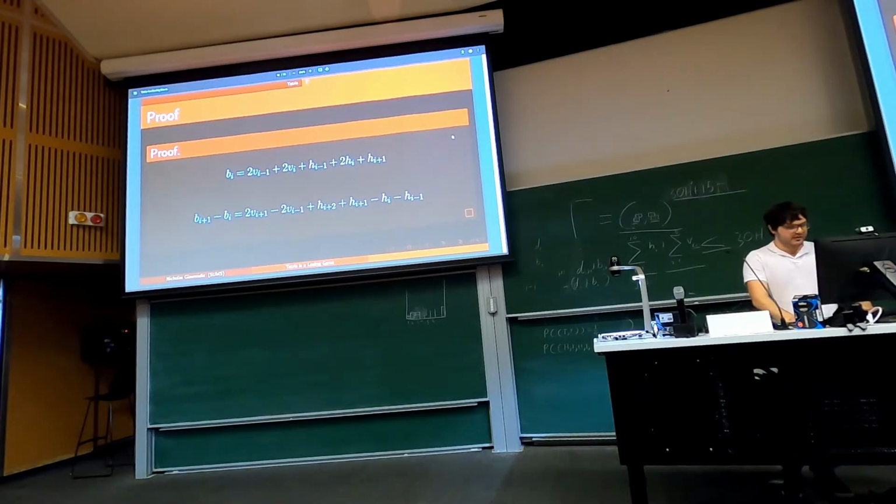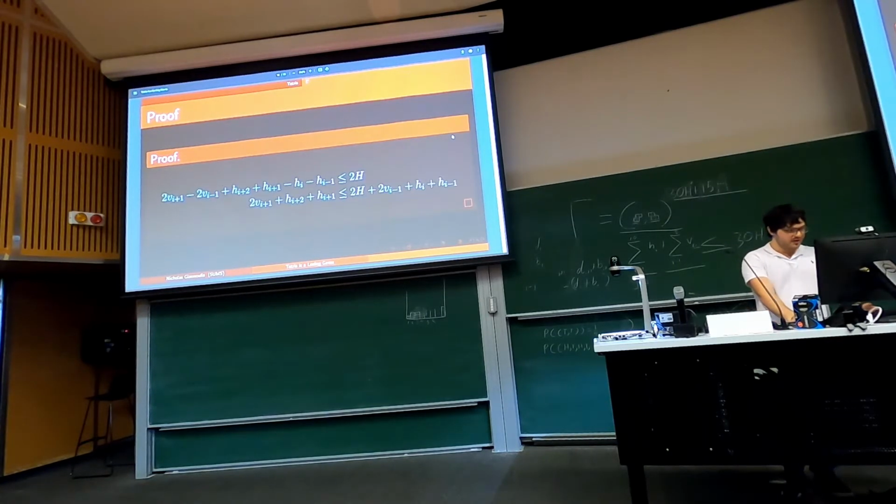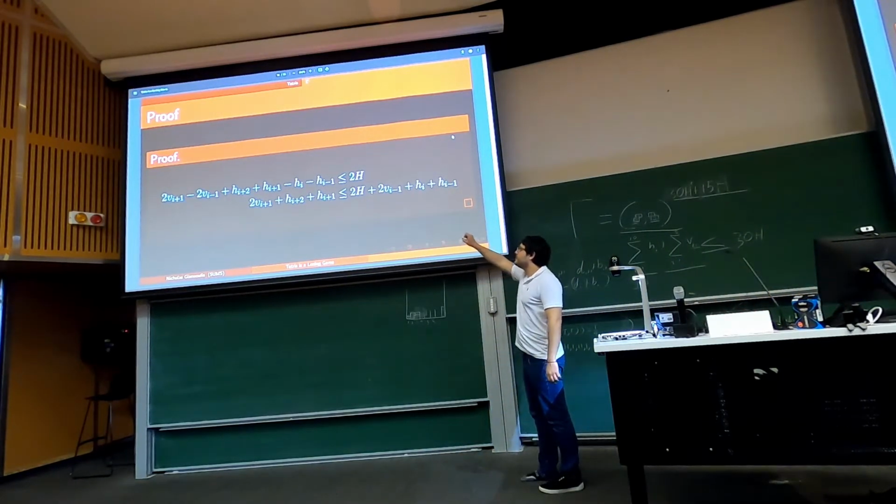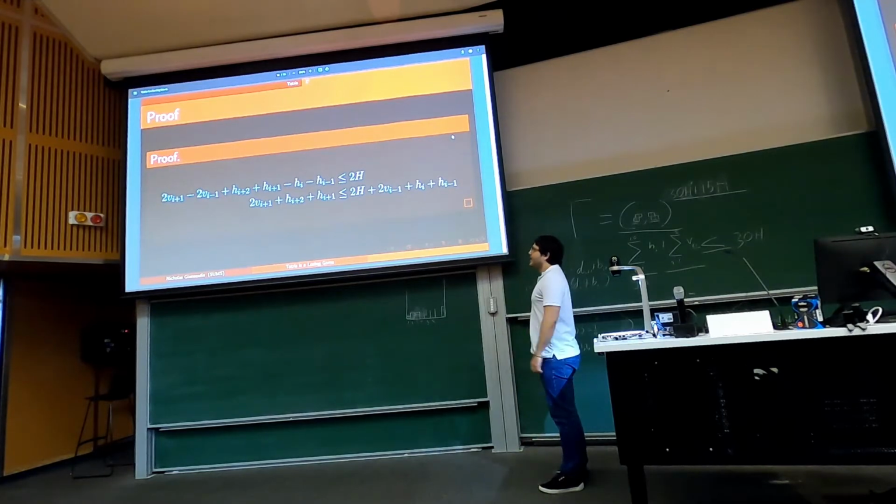So we get the following difference, and this is just some algebra. I won't explain this one, but move on. Okay, so from the inequality proved a few slides ago, we know that this difference must be less than or equal to 2h. And what's nice about this difference is that it exhibits some symmetry.